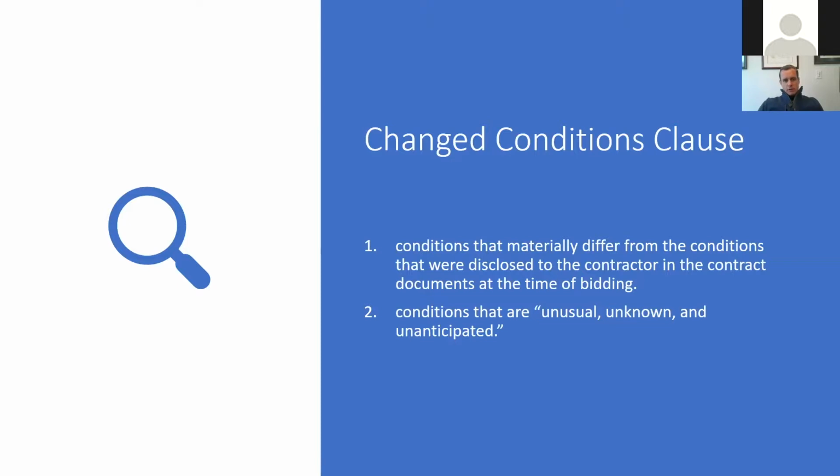The other type of change conditions is a little bit more subjective, which is the conditions that are unusual, unknown, or unanticipated. Now what could that be? Well, I'll give you one sort of esoteric and kind of wild example, but one that actually is real. I had a project that I was working on in Philadelphia, and Philadelphia, like many cities on the East Coast, is an older city, and they were building a townhome community. They started excavating, and they started to find human remains.